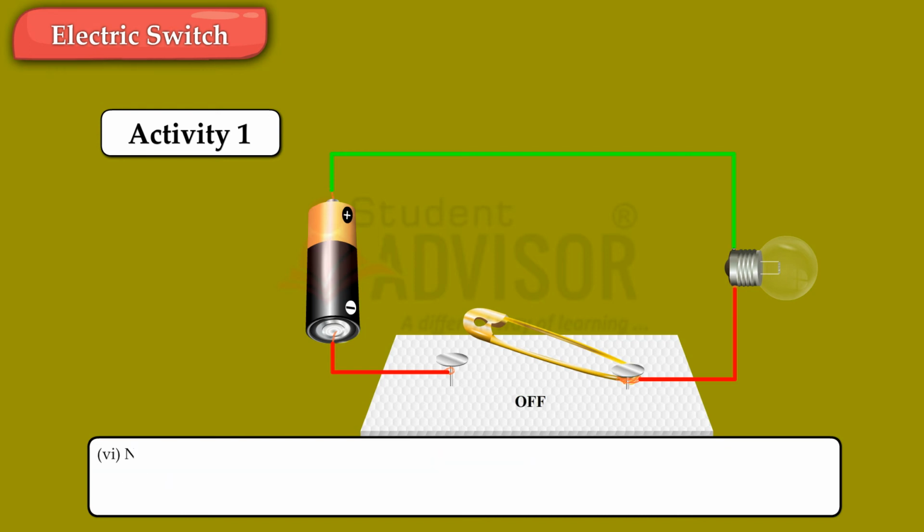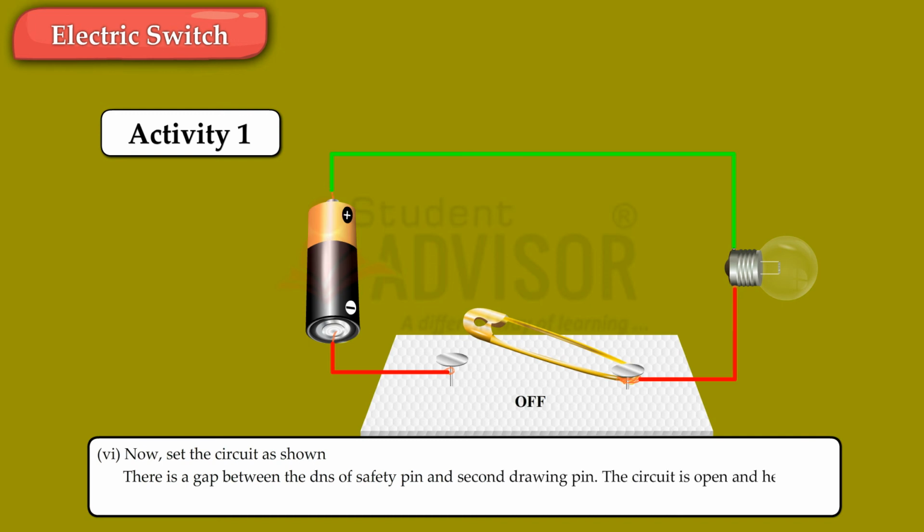Now, set the circuit as shown. There is a gap between the end of the safety pin and the second drawing pin. The circuit is open and hence no current can flow.